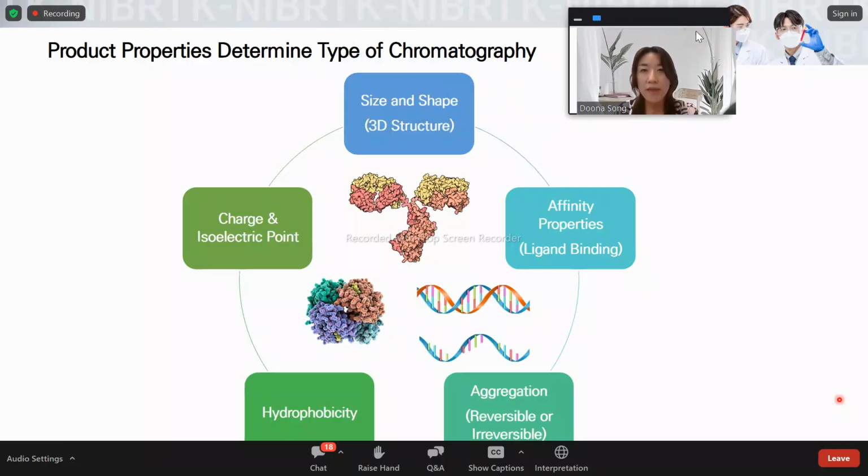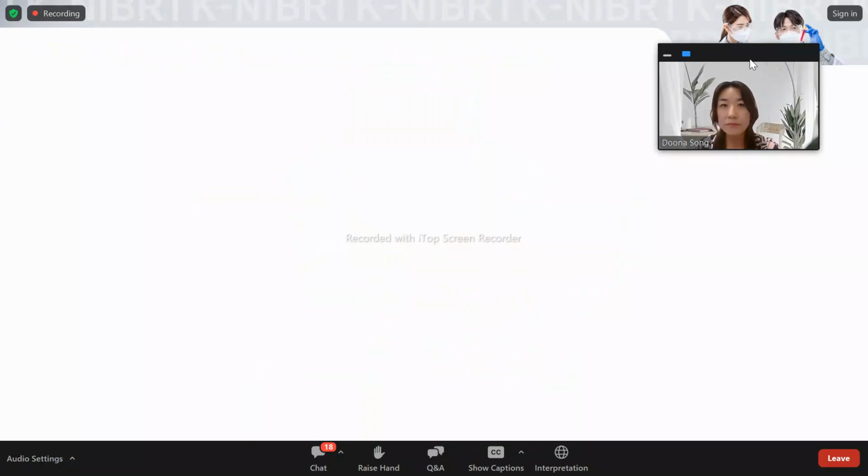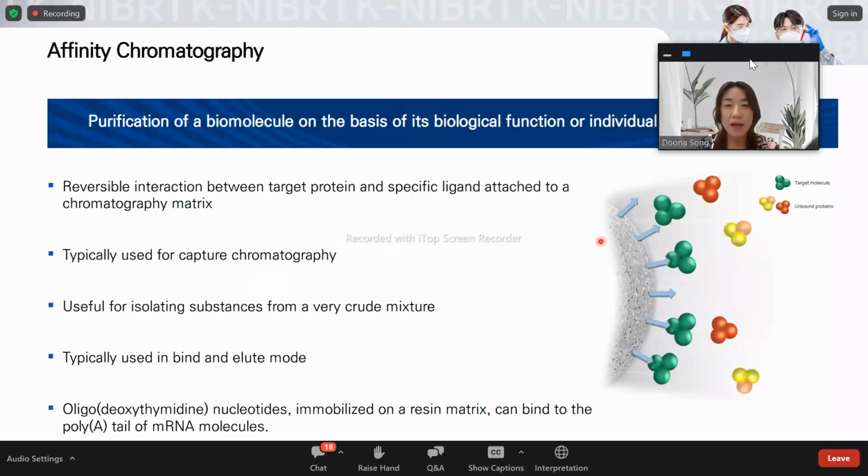So, when we want to purify our desired product, we need to choose the type of chromatography based on product properties. These properties include size and shape, charge and isoelectric point, hydrophobicity, aggregation, and affinity. You need to decide which of these properties to use for best separation. So now let's talk about the different types of chromatography.